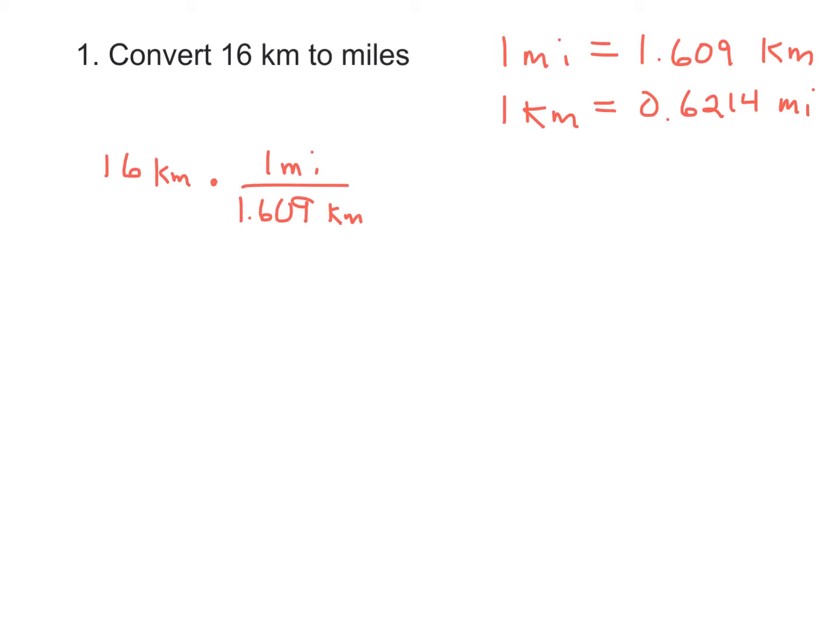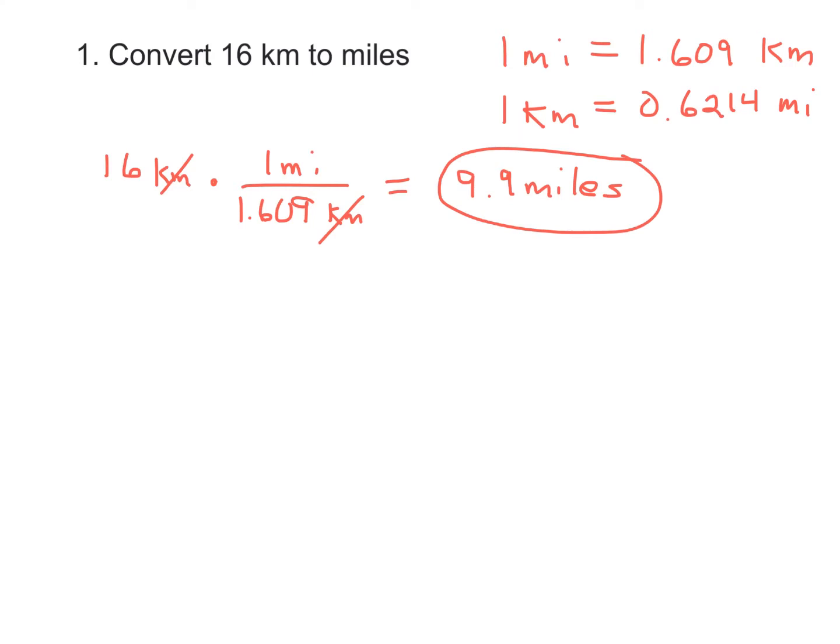And the reason I want the kilometers on the bottom, as you remember from chemistry, is that the kilometers will cancel. And then when you do the math here, it's just 16 divided by 1.609. And if you do that in your calculator, you'll get like 10 sig figs. But how many sig figs did you round off to? Well, the conversion is to 4 sig figs, but the original data is 2 sig figs, so you should have 2 sig figs in your answer, 9.9 miles. That's your answer. Excuse me. All right, so that's showing your work there.